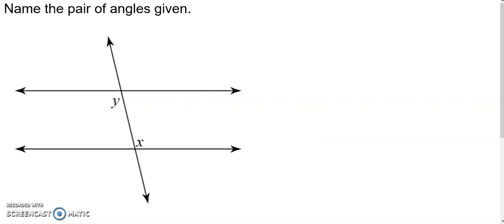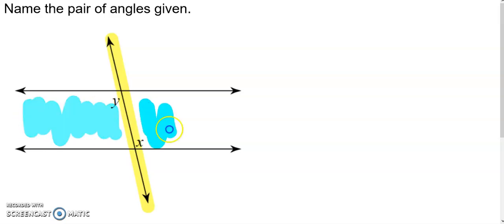All right, so let's name the pair of angles. Now, to name these angles, you might remember this from first semester, especially if you're in my group. We're going to highlight that transversal. We always highlight the transversal. Then we shade on the interior. We always highlight the transversal. We always shade on the interior.